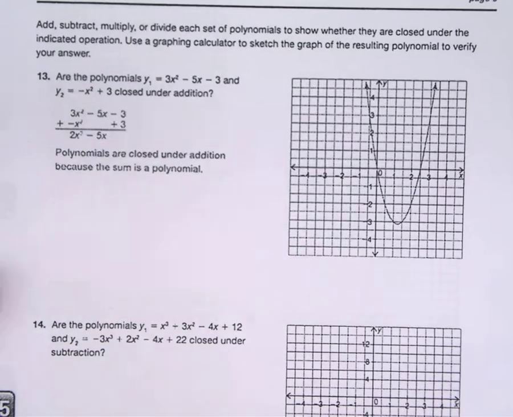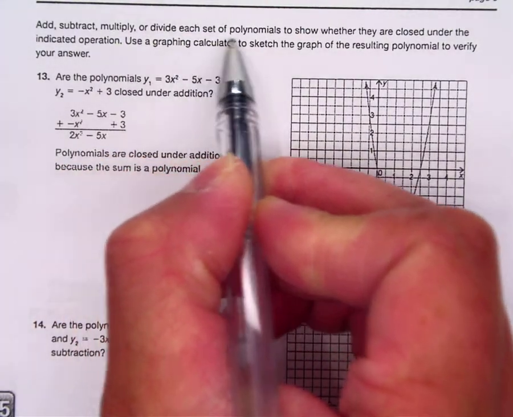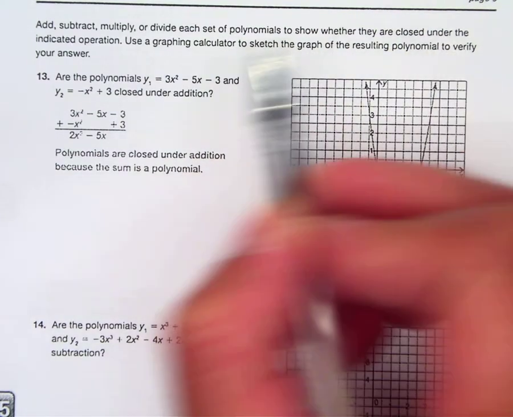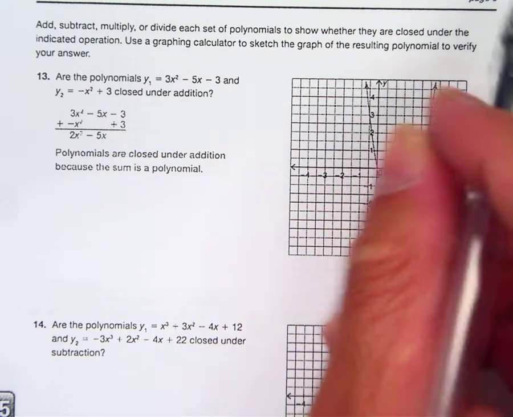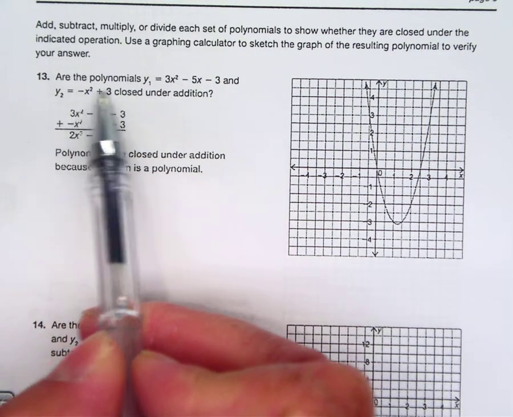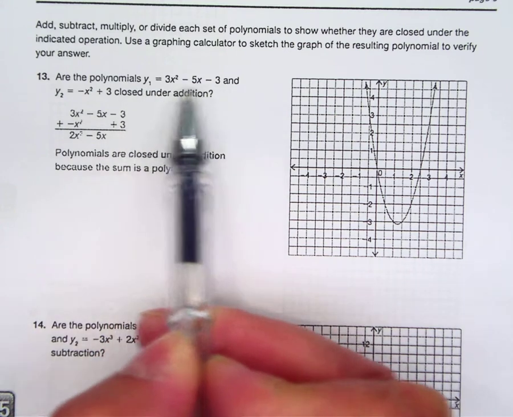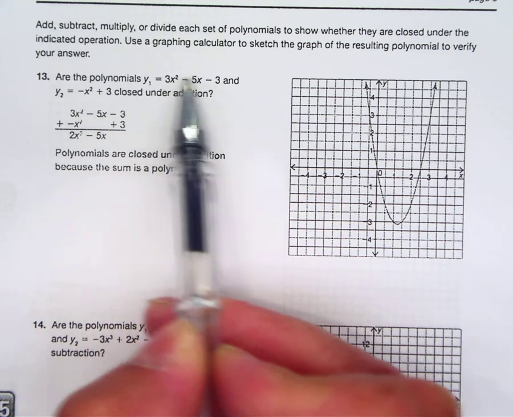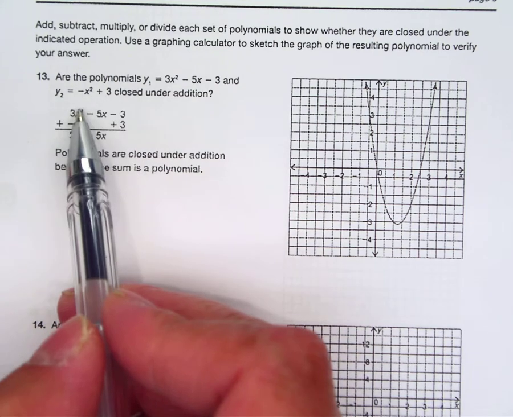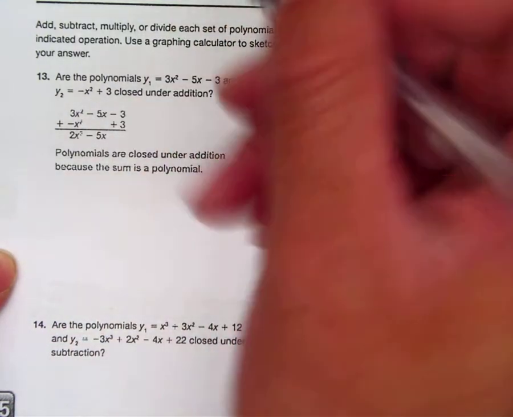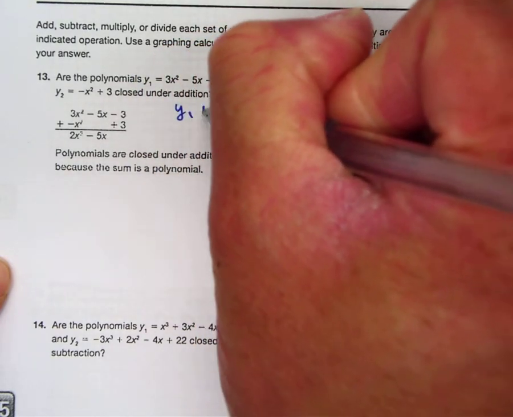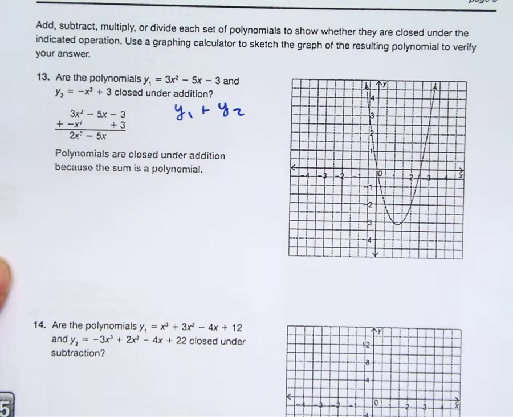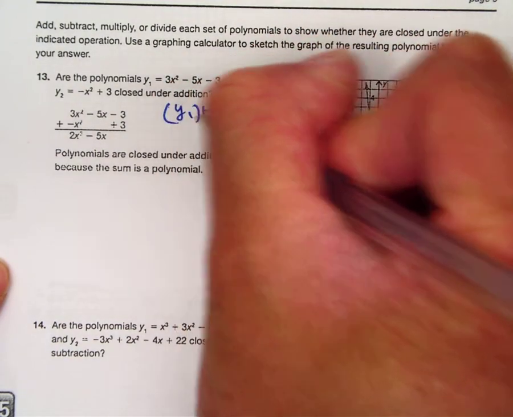Question number 13. Add, subtract, multiply, or divide each set of polynomials to show whether they are closed under the indicated operation. Use a graphing calculator to sketch the graph of the resulting polynomial to verify your answer. Question number 13 says, are the polynomials y1, I have a quadratic because it's the power of 2, and y2, are they closed under addition? So essentially what you're doing is you're taking your y1 value and you're adding that to your y2 value. And then you're substituting with parentheses, right?